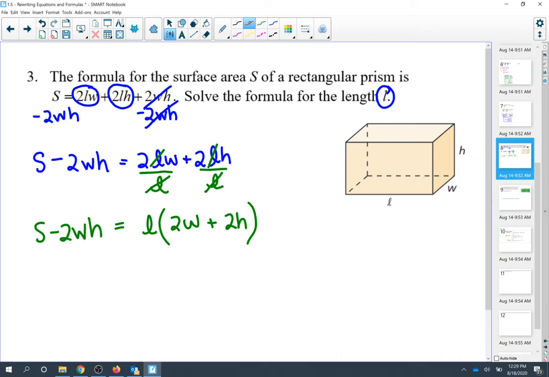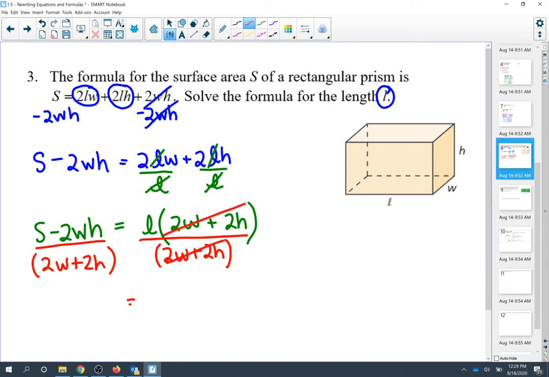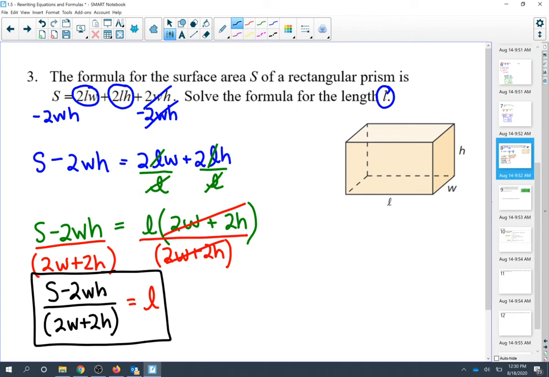We're just going to bring that down. Now we're trying to get the L by itself. This is L times this quantity. So the opposite of times is divide, and we're going to divide by 2W plus 2H. And we're going to divide this by 2W plus 2H. These are going to cancel, which is simply going to leave us with our length. And then over here, we're just going to copy it down exactly how we see it. So we have surface area minus 2WH divided by 2W plus 2H. And then just leave your answer just like that. And you're done.